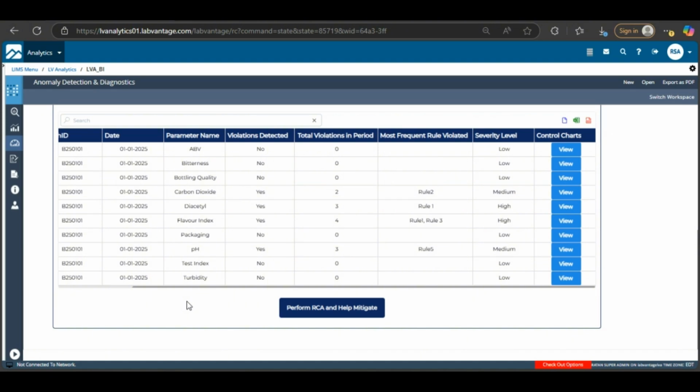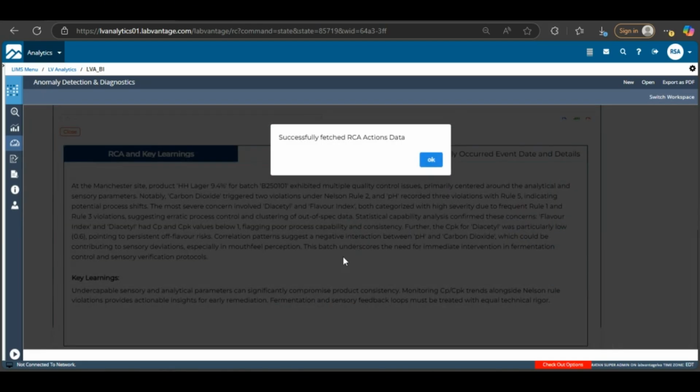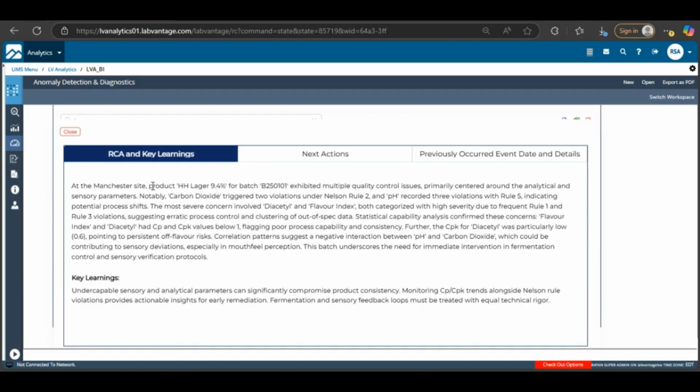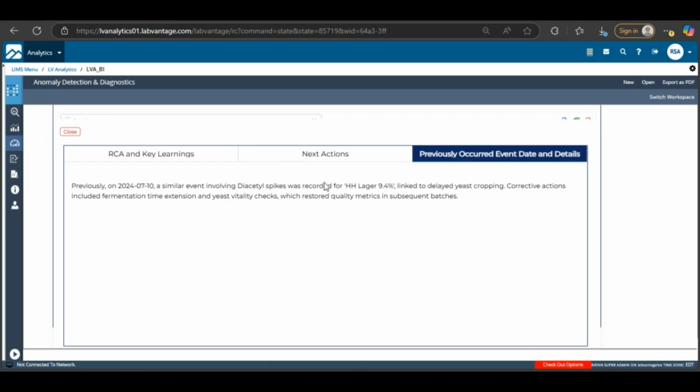The analysis goes a step further with root cause analysis. Using private large language models and a domain-specific semantic layer, the system brings together insights from process capability metrics, rule violations, and correlation patterns to uncover key learnings. Based on this intelligent analysis and built-in domain expertise, the system suggests next best actions for quality managers. It also references historical cases and resolution strategies, helping teams make more informed, confident decisions backed by real-world context.